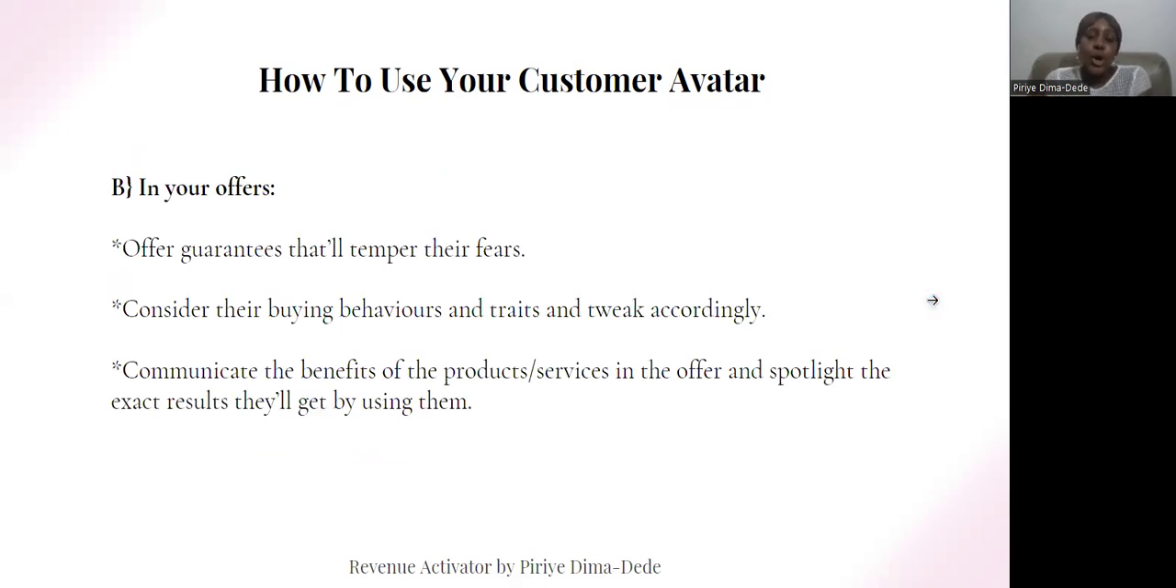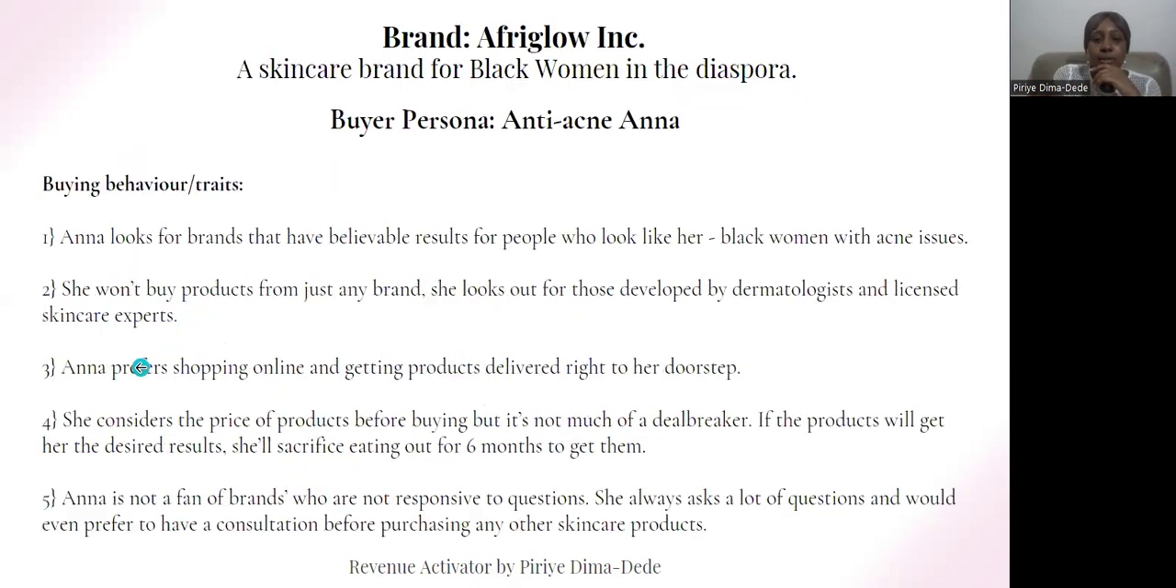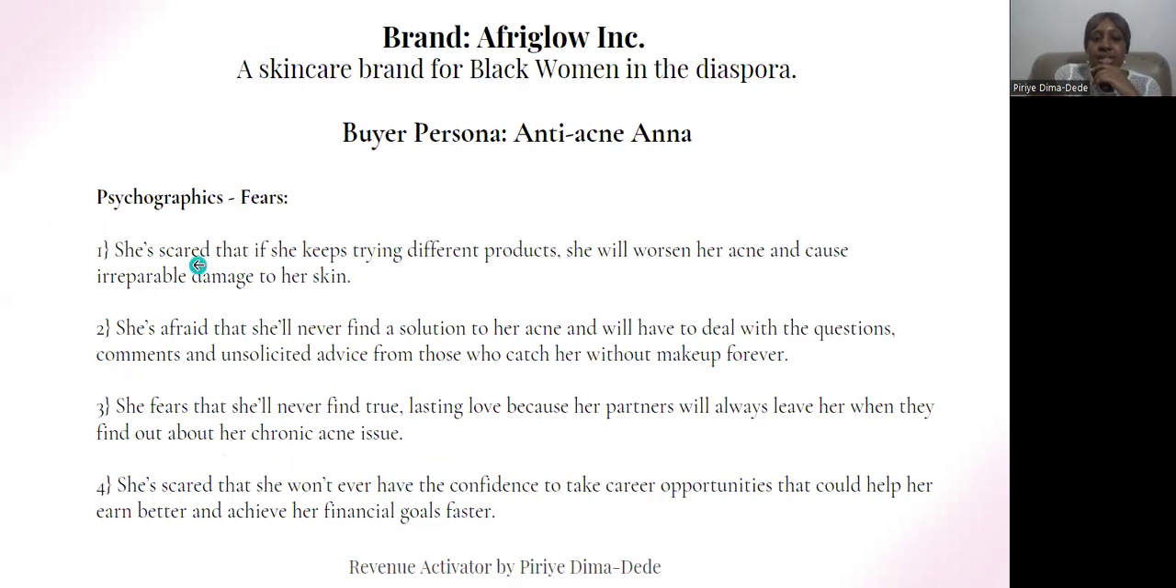You can also use your customer avatar in your offers. So when you're creating offers, you can go ahead and give them guarantees that will temper their fears. So let's look at some of the fears of Anna. She's scared that if she keeps trying different products, she will worsen her acne and cause irreparable damage to her skin. That is something you can address in your offer, that your products are made from 100% natural ingredients that would not affect your skin, that would not cause lasting damage.